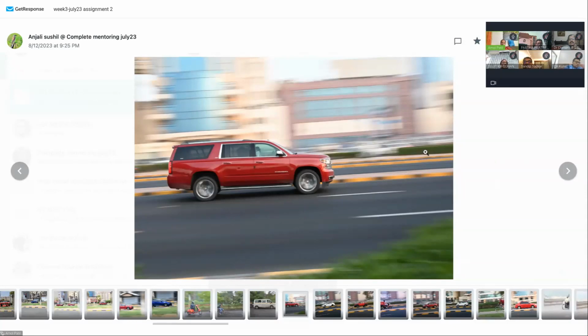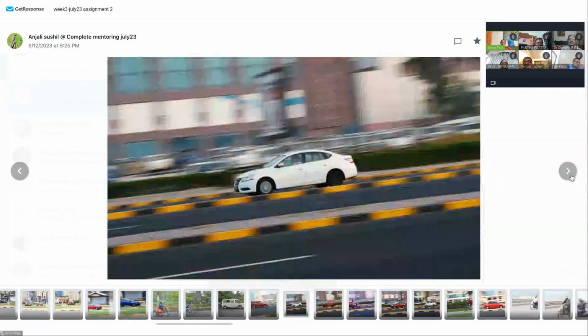Good, Anjali. Absolutely wonderful effect of panning. Only thing is, take care of the level. If you're holding your camera properly, you should get it right in camera. If there is any tilt, you should correct it before you present it. Remember that.